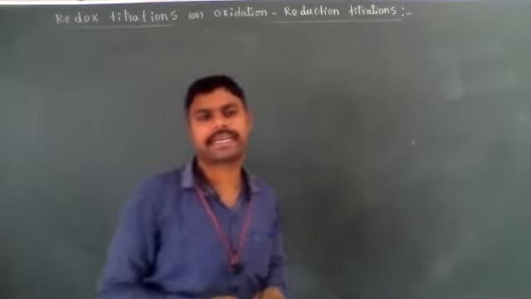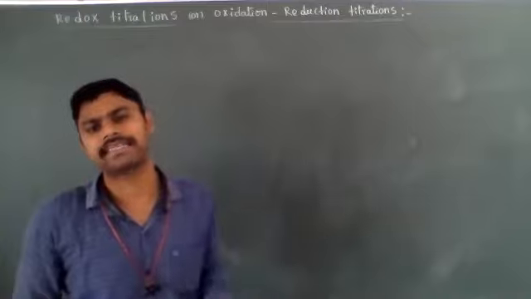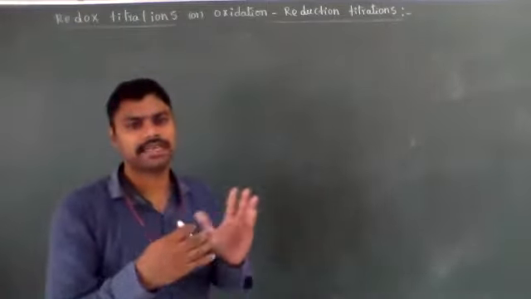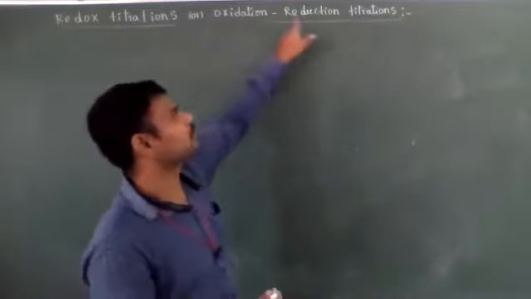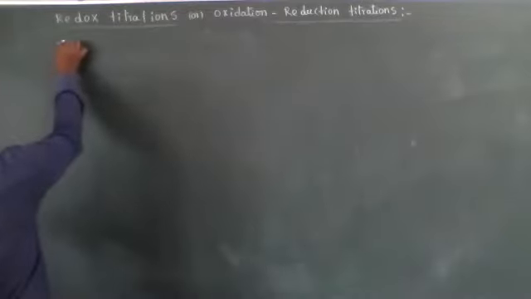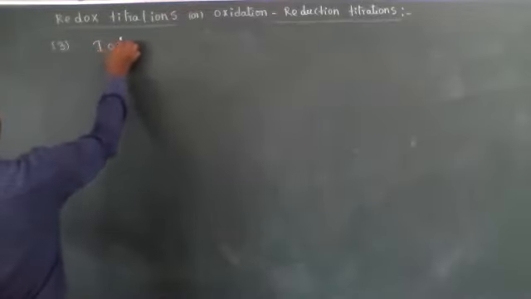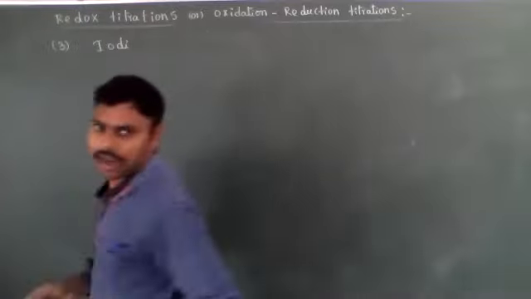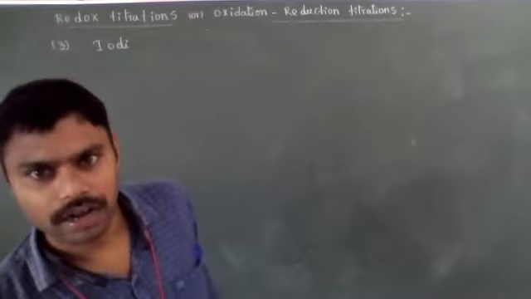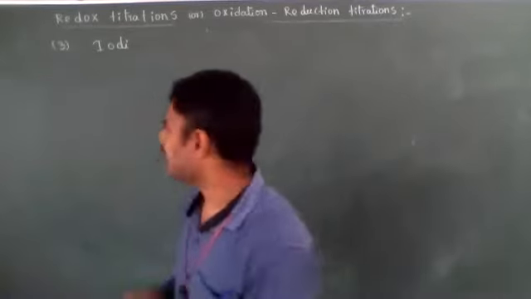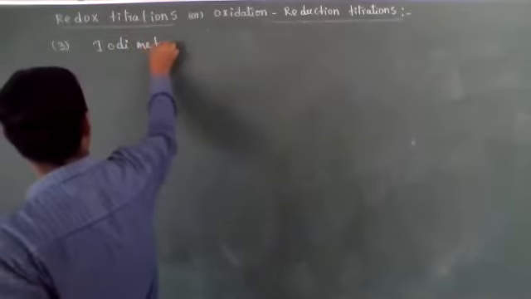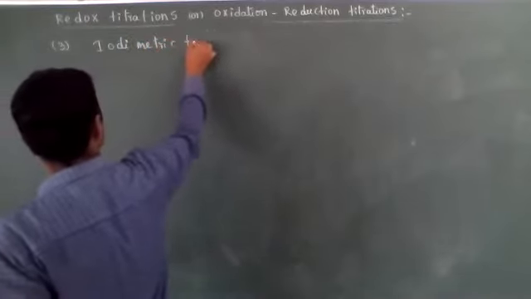Hypo solution is an important reducing agent. Iodine is an oxidizing agent. So the oxidizing agent and the reducing agent both react. That's why it is called oxidation reduction titration or redox titration. So the third one is iodometric titration.